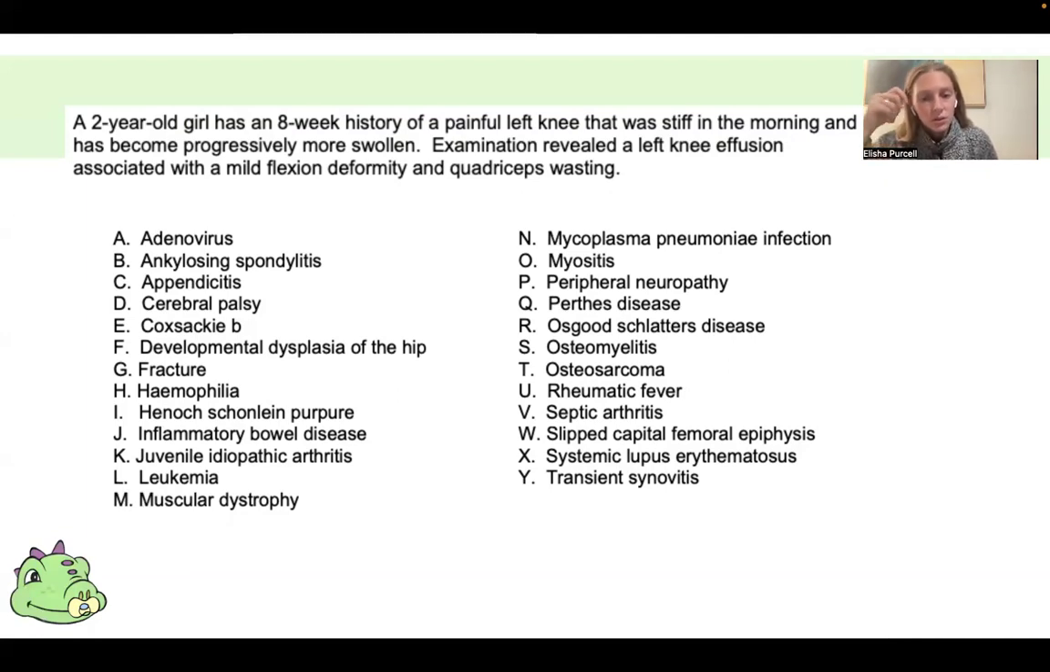Lots of choices to choose from. Obviously, I think your exams are now A to E, which will be a lot easier.